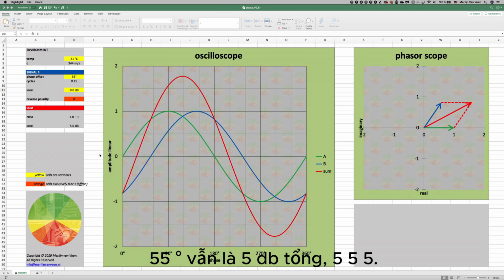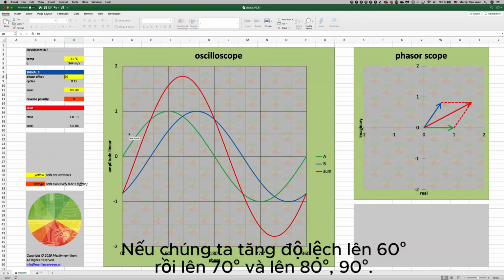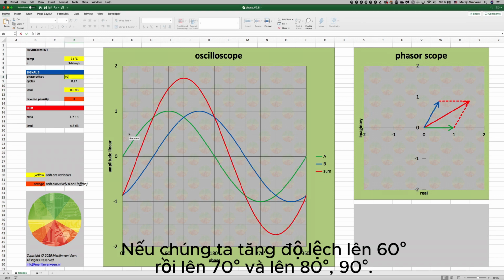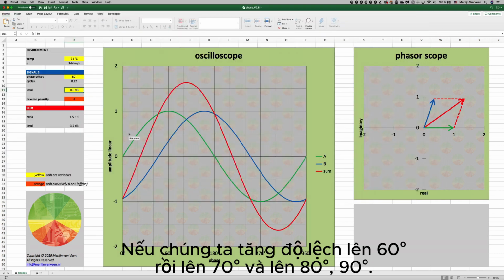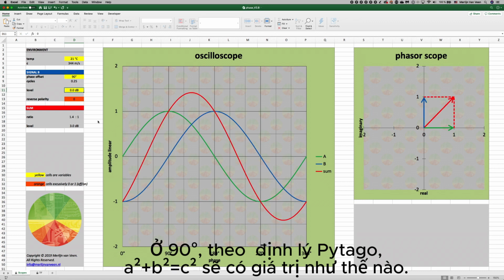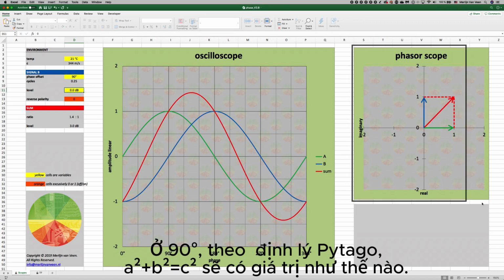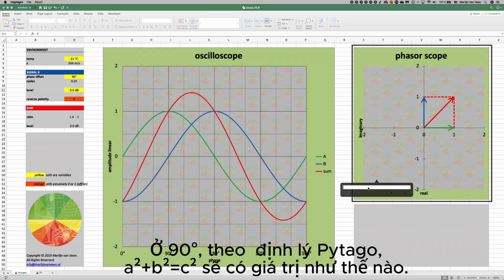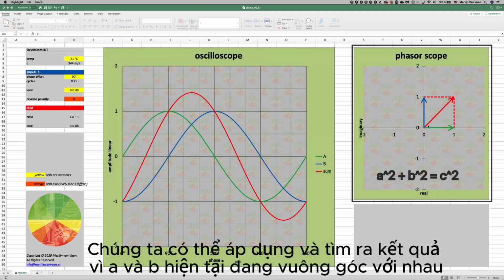5, 5, 5. Okay, what if we increase our offset and go to 60, and then go to 70, and go to 80, and then we reach our next milestone, which is 90 degrees. At 90 degrees, for those that understand the Pythagorean theorem, it should be readily apparent what the level will be of both signals summed together. After all, for those that remember that A squared plus B squared equals C squared, we should be able to apply that, and figure out what the length is of the so-called resultant, because A and B are now at a straight angle with respect to each other.